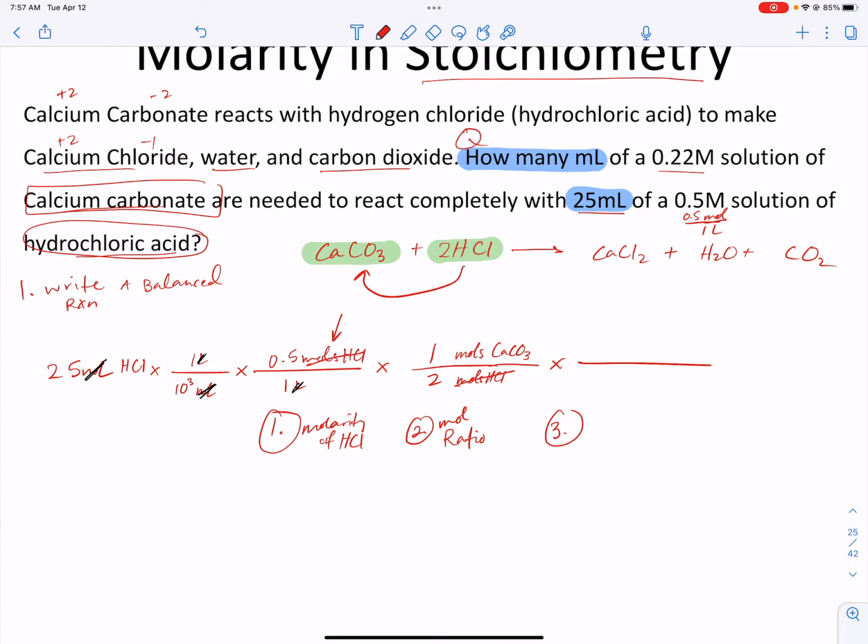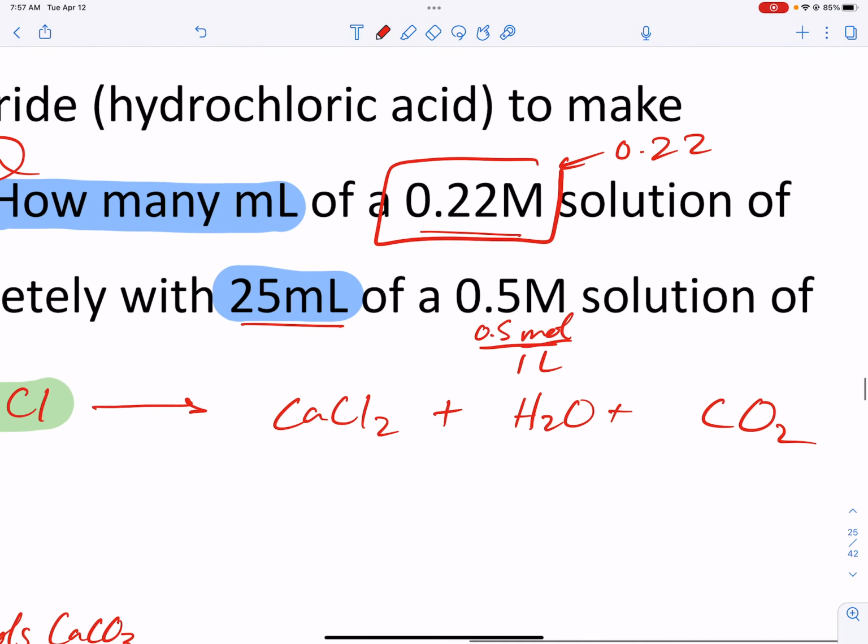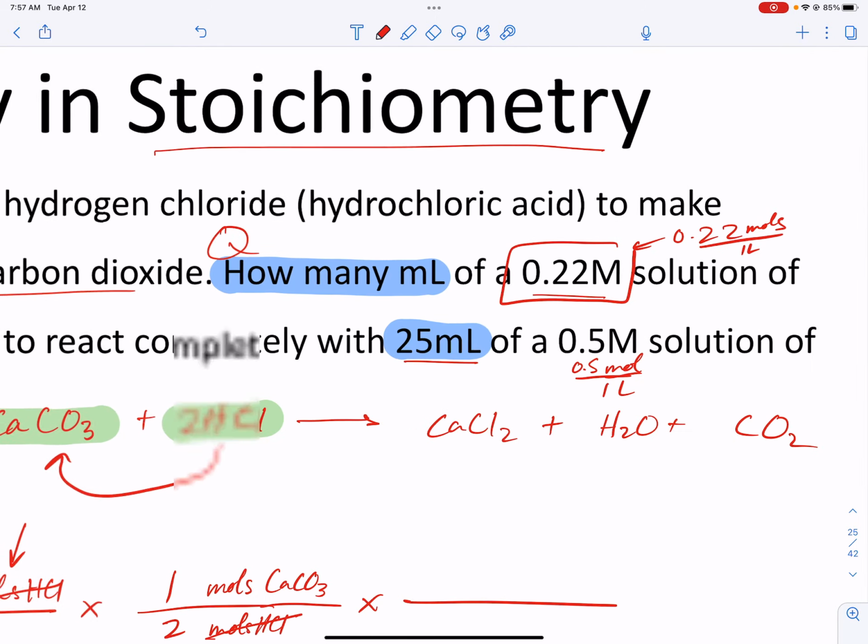So I'm going to plug in the molarity of CaCO3. Do we have that? Can you find that number in the problem? It's the one number we haven't used yet, which is this right here. 0.22 molar, which is 0.22 moles per liter. Remember, this is 0.22 moles per 1 liter. That's what capital M stands for.